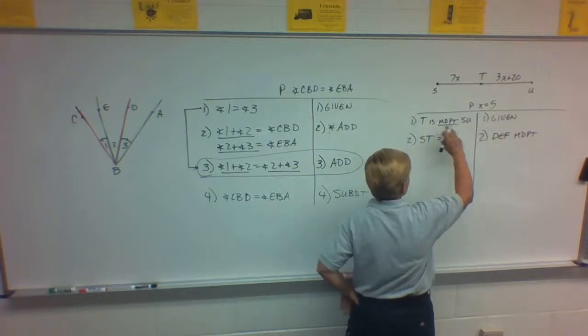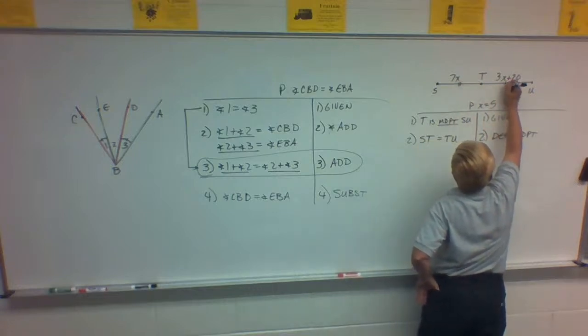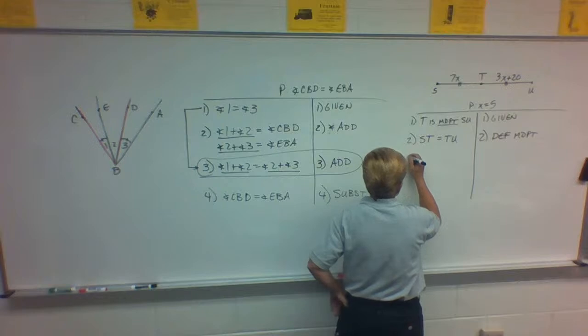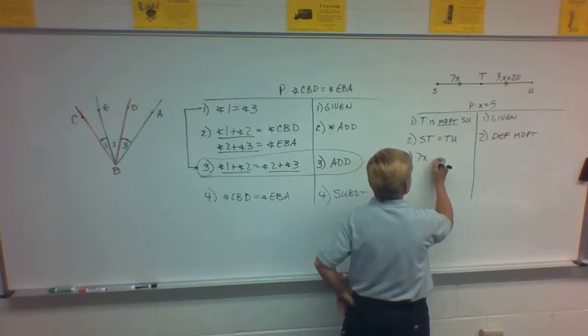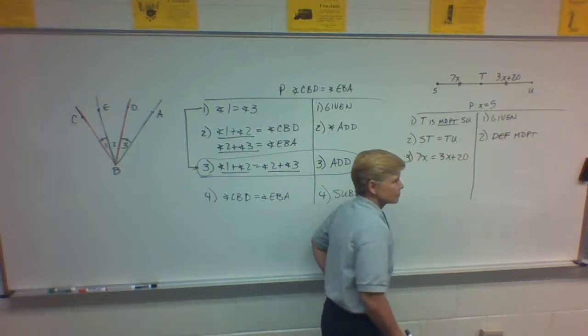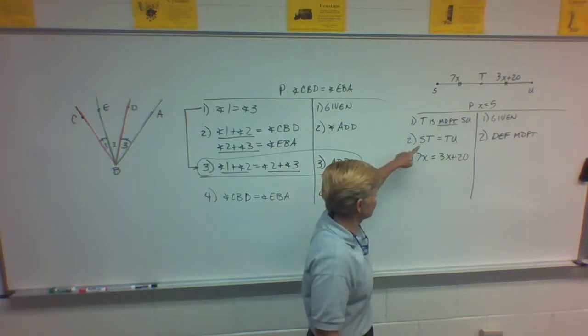I now know that ST equals TU, and I can now mark it. Because I've said it, now that it's been said. So this is kind of tricky when you haven't seen it used this way before, but I can now write this. 7x equals 3x plus 20. Anybody have an idea why I can say that based on this?